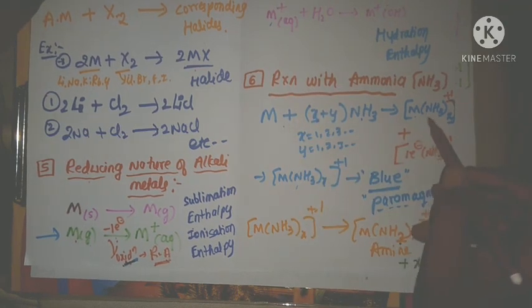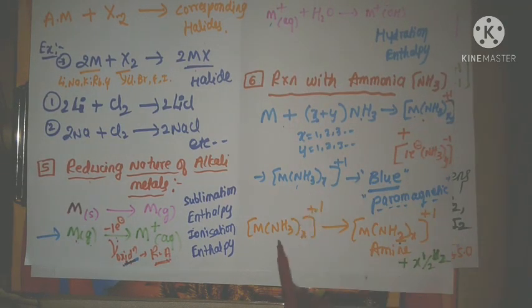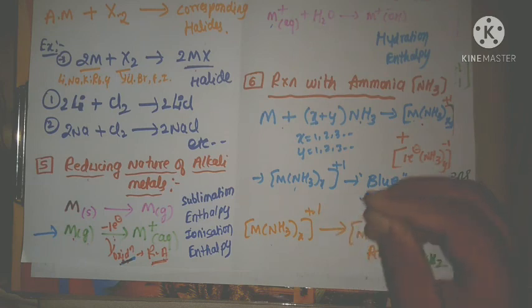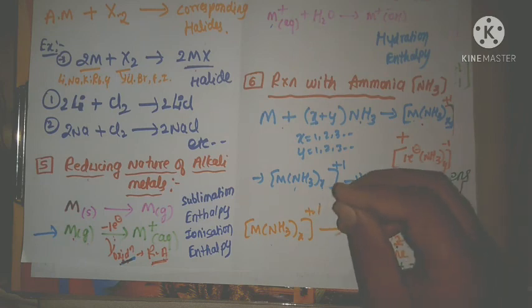The last one is reaction with ammonia. When it reacts with ammonia, first a complex is formed. That complex further undergoes a reaction and forms the amides and releases dihydrogen gas. These are a few chemical properties of the alkali metals. We will stop here only. We will discuss in the next class. Thank you.